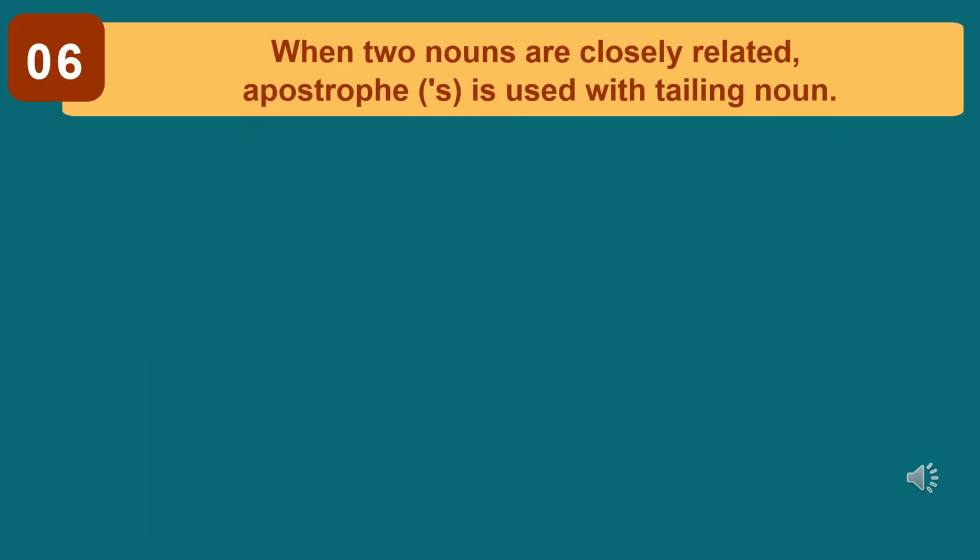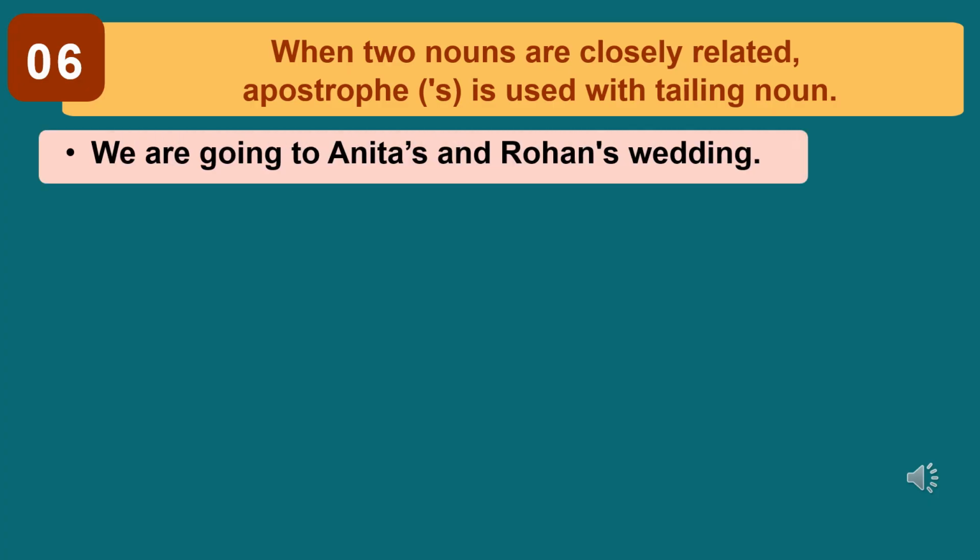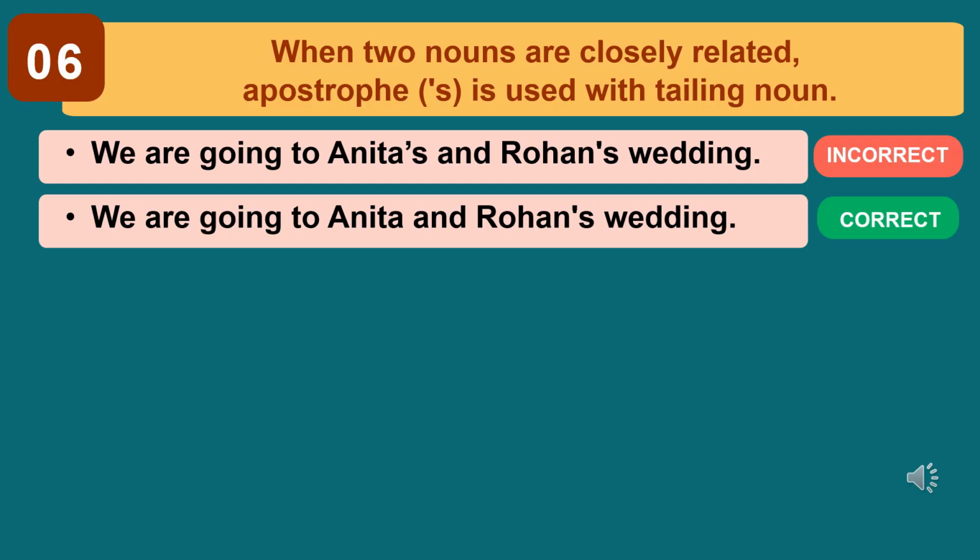Rule 6, apostrophe with joint possession. When two nouns are closely related and possess something together, the apostrophe s is used only with the last noun. Let's look at the example. Example, a shared wedding. We are going to Anita's and Rohan's wedding. Incorrect. This implies they are having two separate weddings. We are going to Anita and Rohan's wedding. Correct. This shows it is one wedding that they share.